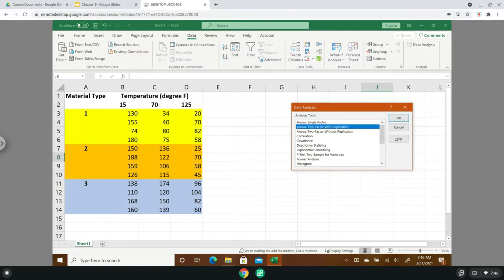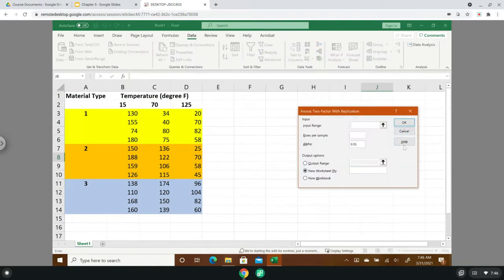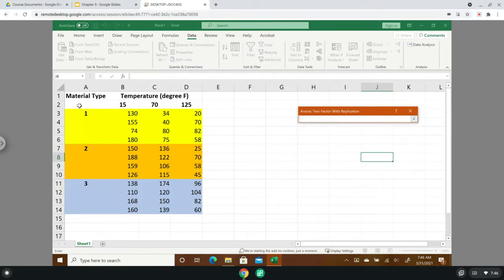And one other thing, before I go on and perform this, just take a look at how the data is displayed in this table. We have these column headings, and then we have row headings, right? This cell here is blank, and then we have the observations. So you have to make sure your data is organized in such a fashion that Excel can understand what's going on, right? So I'm going to select with replication. Okay. So our input range for the data, that's going to be this here. Okay.